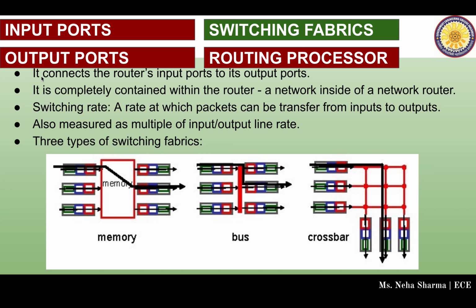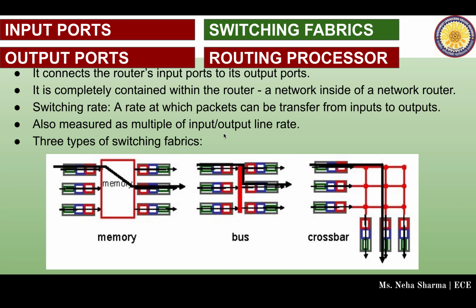The second component is your switching fabric. The switching fabric connects the router's input port to its output port. It is completely contained within the router, a network inside of a network router. Another component is your switching rate, the rate at which packets can be transferred from inputs to outputs. The switching rate will tell which switching fabric we should go for. It is also measured as a multiple of input and output line rates.